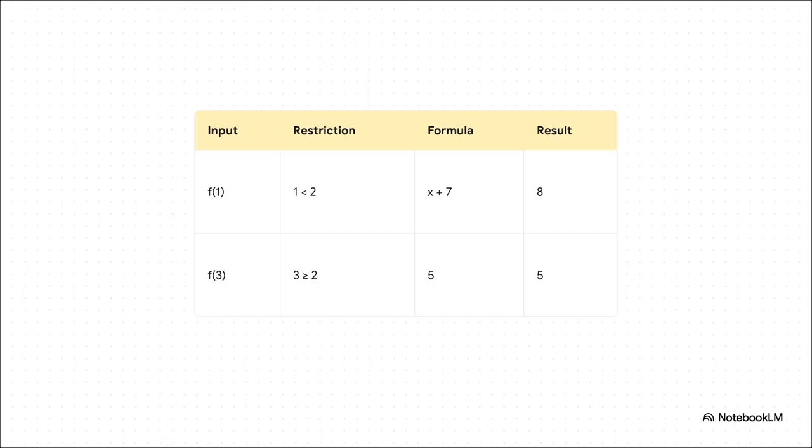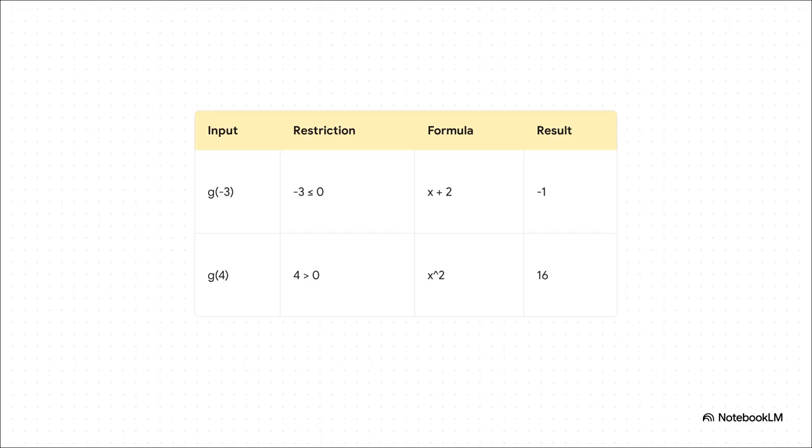Awesome. Next puzzle. Let's find f of 3. Is 3 less than 2? No way. Is 3 greater than or equal to 2? Yes. So we use the second formula, which is simply 5. Notice there's no x to plug into here, so the result is literally just 5. The absolutely crucial takeaway here is that even though the function gives you two formulas, only one formula is ever used for any given input value.